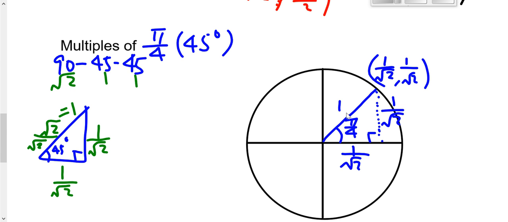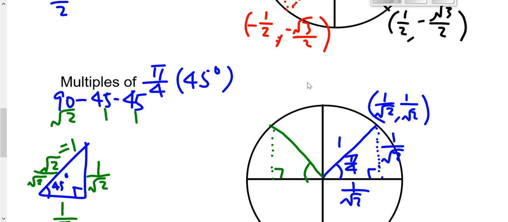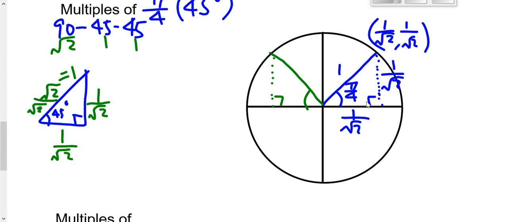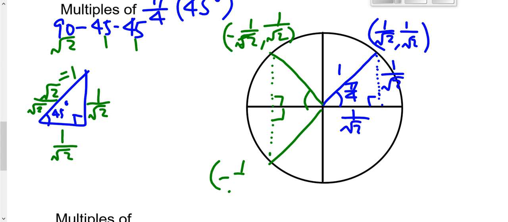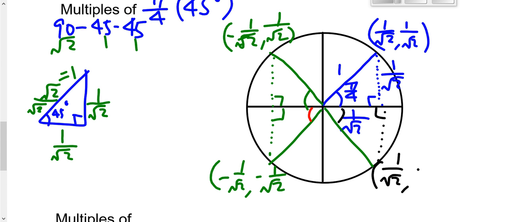And we can quickly derive the others in the same manner, just like the last one. So I'm not going to go over all those in detail. Instead, I'll just give you the numbers. This one would be negative 1 over root 2 and 1 over root 2. This one would be negative 1 over root 2 and negative 1 over root 2. And this one is 1 over root 2 and negative 1 over root 2.